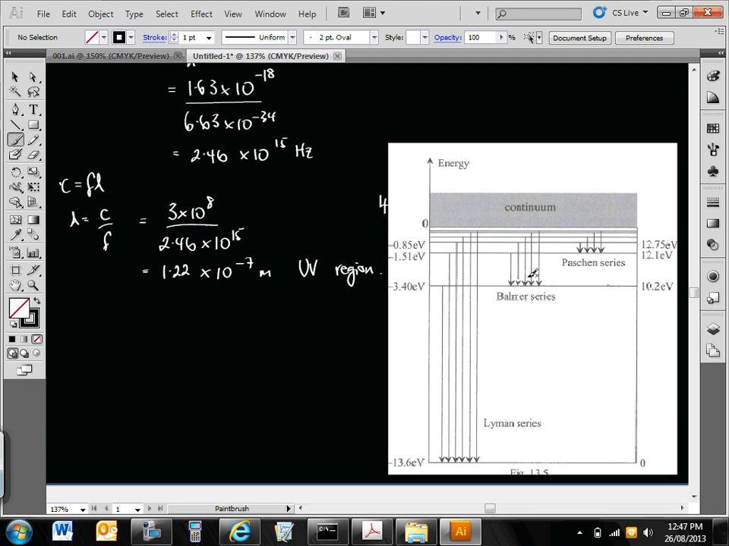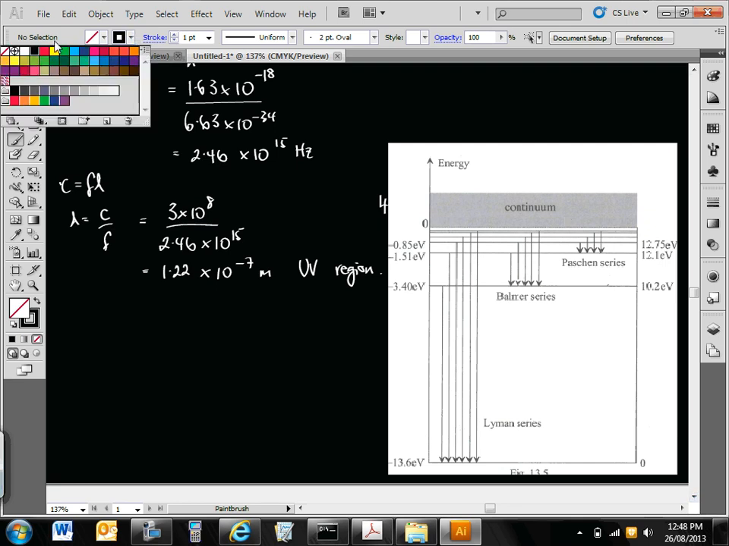So, Balmer series, all but one result in visible region photons. The Paschen series, I don't know how you pronounce it. I always say Paschen. These result in infrared photons. Now, these are smaller energy jumps, bigger energy jumps again.